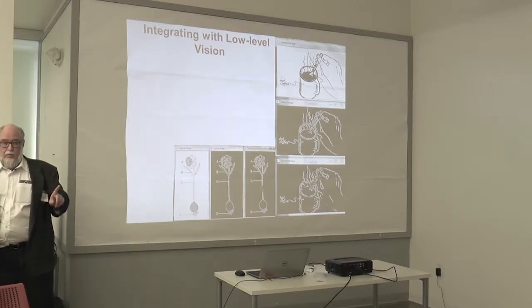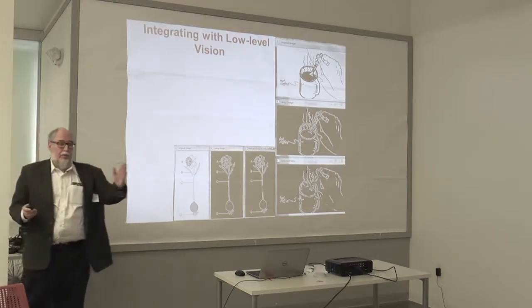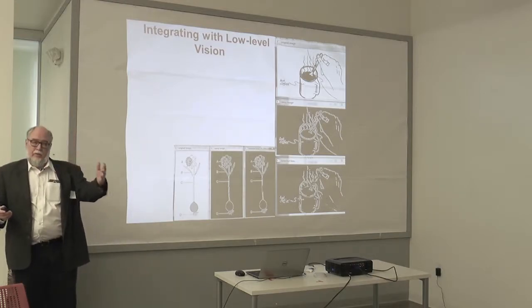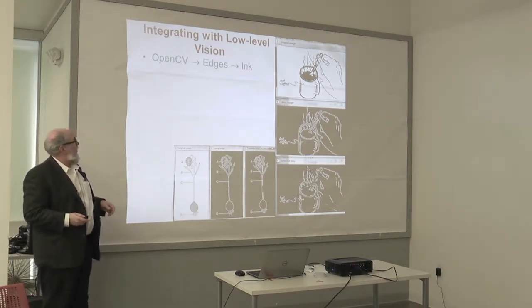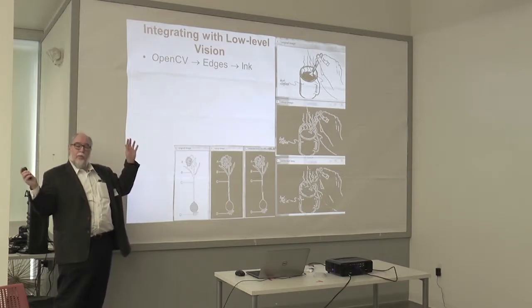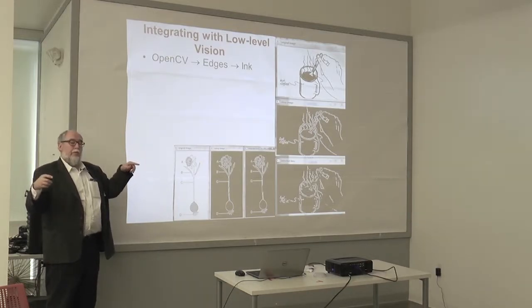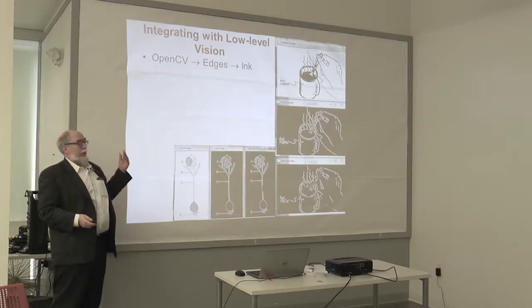So you start where you can, right? And if you can build a pipeline that shows how things work, that's incentive for the vision people to do better. So we're starting with OpenCV, an open source library. It produces edges. We're going from those to ink. And we're going to look at doing analogical generalization over those.